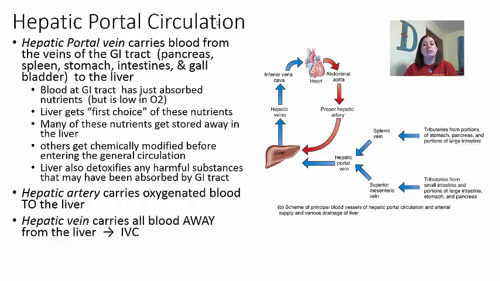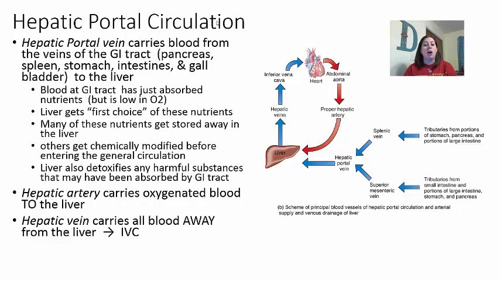Okay, so it's going to decide what nutrients need to stay in the blood and where they need to go. Many of these nutrients get stored in the liver for a later date. Others can get chemically modified before they can go into general circulation. And remember also, the liver is going to detoxify any harmful substances that were absorbed by your GI tract to protect the rest of your body.